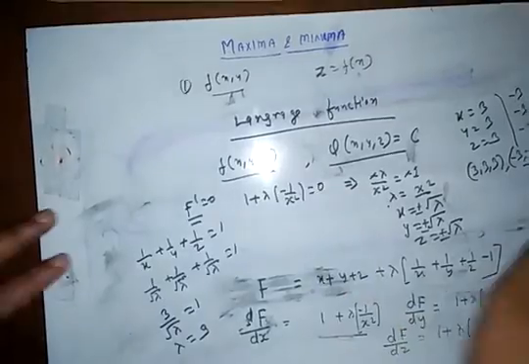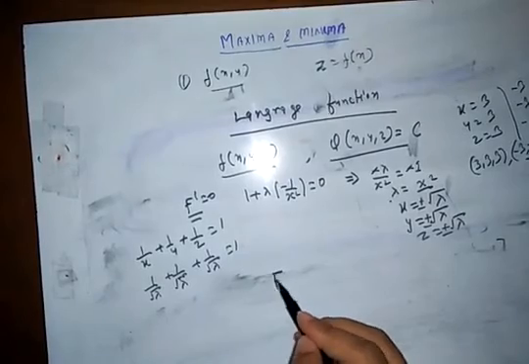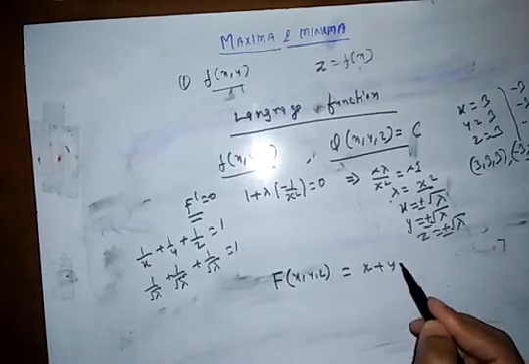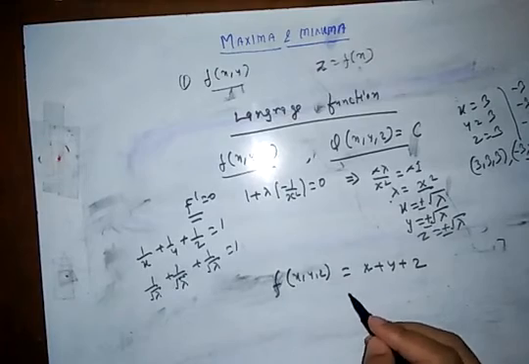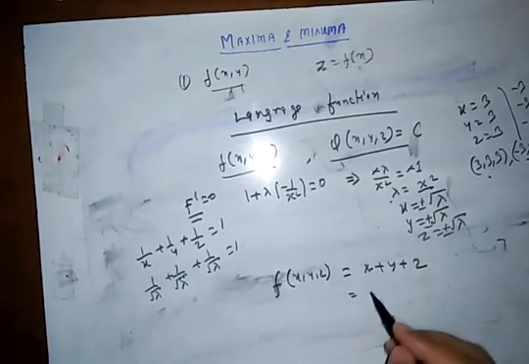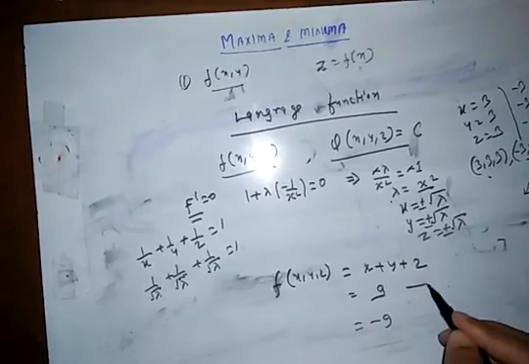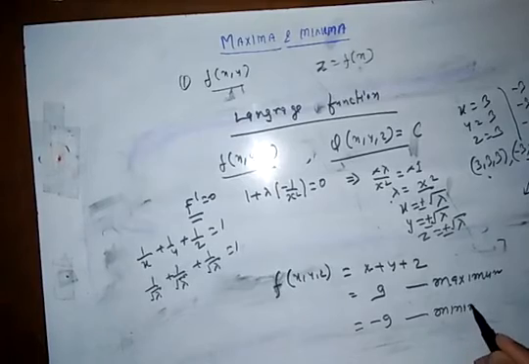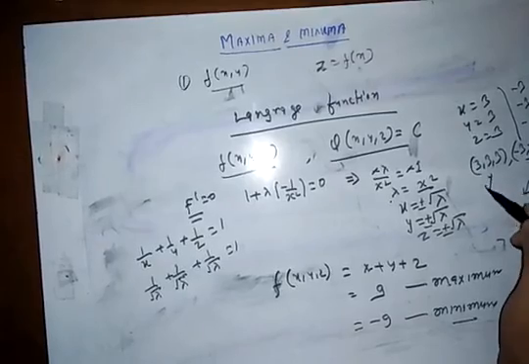So what is the function? The function f of x, y, z is x plus y plus z. This is the given function. So you can put the stationary points. First 3, 3, 3, you will get 9, and when you put the other stationary point, you will get minus 9. So this is the maximum value and this is the minimum value. So this point is maxima and this point is minima.